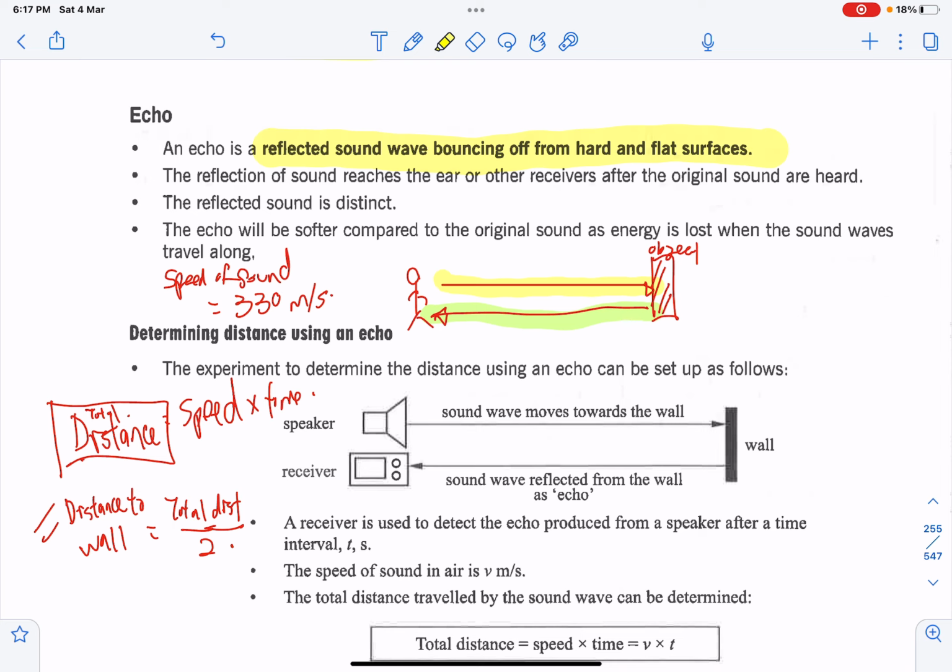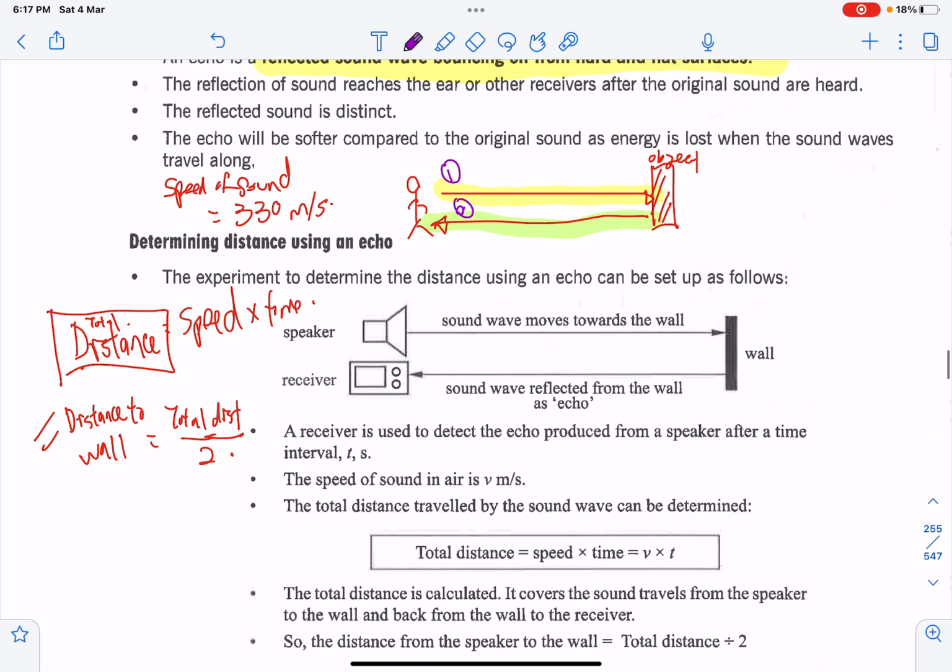Why? Because the distance traveled from the source, let's say the person is shouting, and then the person is able to hear the echo. You could see that the sound travels twice. One time to reach the wall, and the second time bouncing off the wall back. So this is the total distance that the sound travels. Take note. That takes place as compared to the earlier experiment where it's just one direction only.